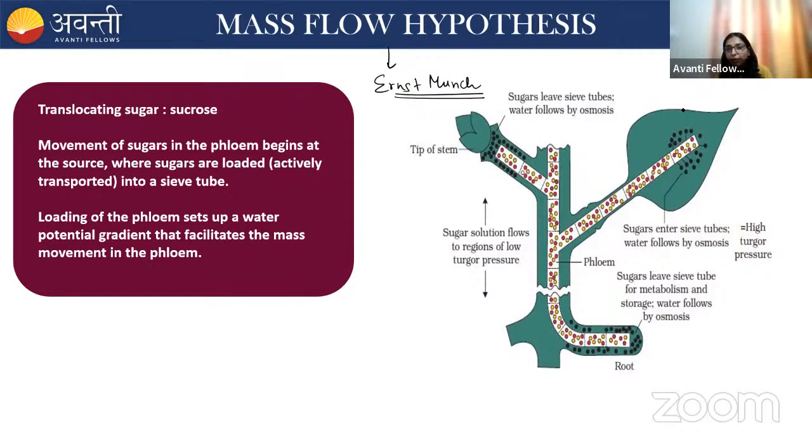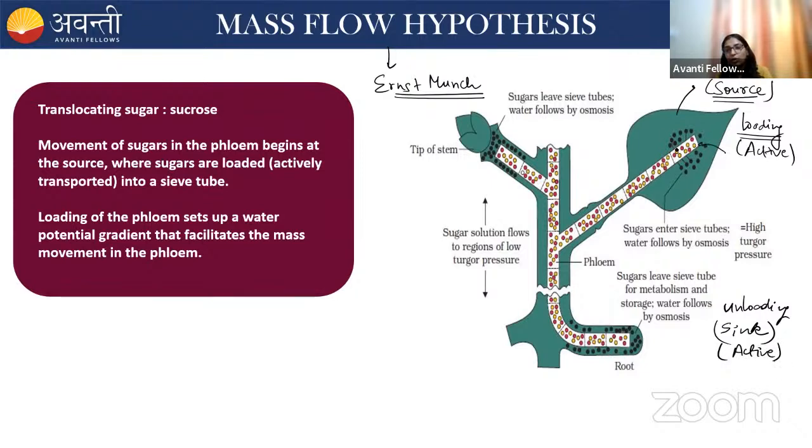So in the mass flow hypothesis, this is a leaf. And you all know leaves are the source. They act as a source because photosynthesis is taking place. So two processes are taking place, loading and here unloading. Loading takes place at the source and unloading takes place at the sink. And both processes, loading and unloading, are active processes. Remember this point. Both are active processes. Both require energy.